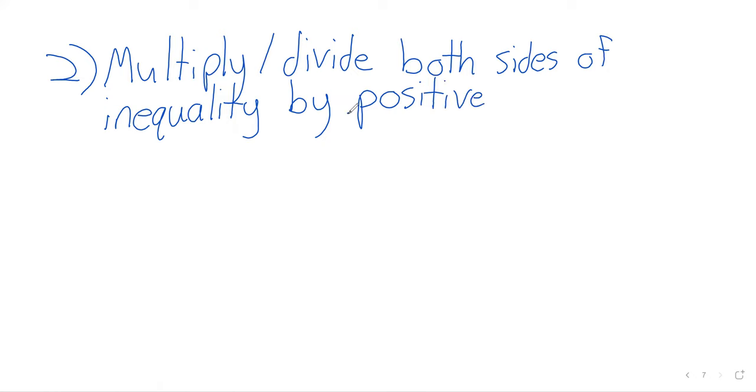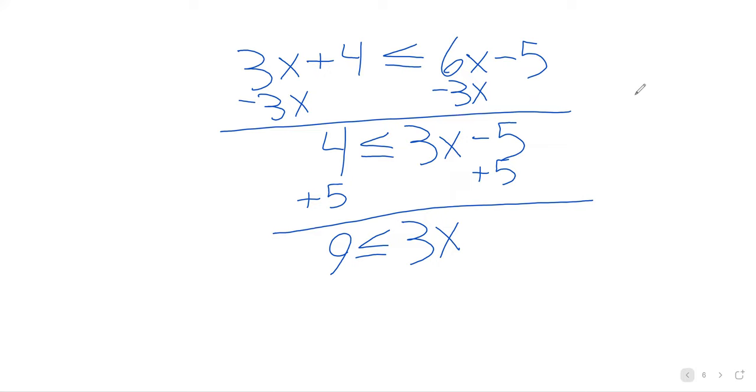We can multiply, thank you, or divide both sides of the inequality by positive numbers. And that word positive is something that doesn't come up when you're working with equalities. So this is something new. And in this particular case, that's all we need. 3 is a positive number. So we can divide both sides of this inequality by 3.